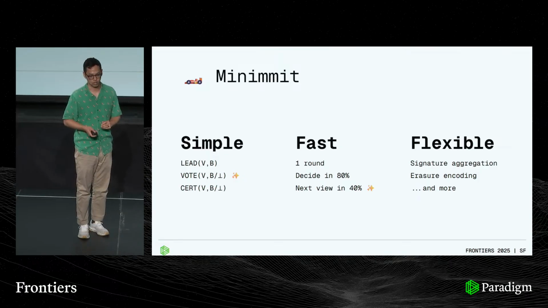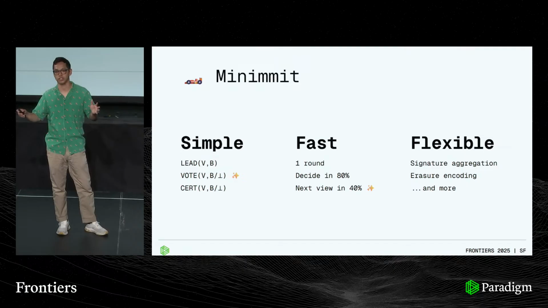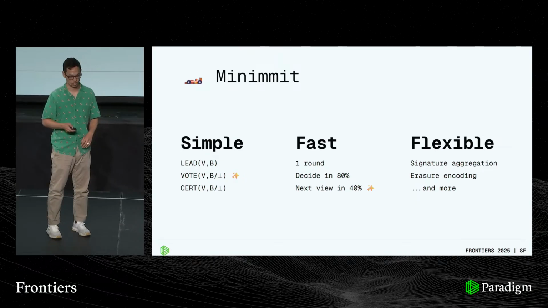And then lastly, it's really flexible due to its simplicity and its similarity to a lot of other algorithms that already exist. Something like Simplex has a bunch of different extensions built on top of it, like you can do Simplex with erasure coding, here's how. All those different extensions basically also apply to Minimmit because it's in the same family of algorithms. So you can do all these cool things like signature aggregation, erasure coding, and stuff like that.